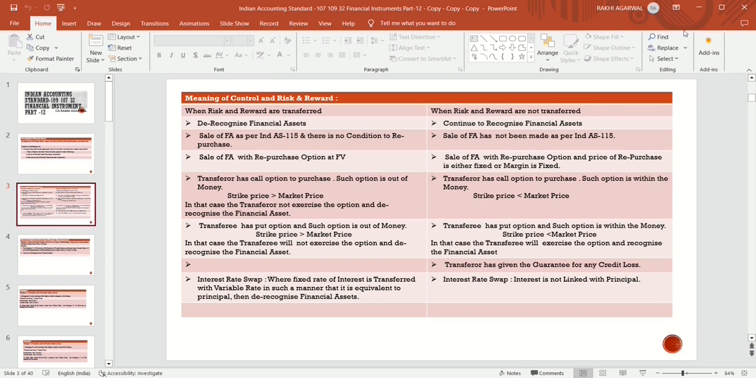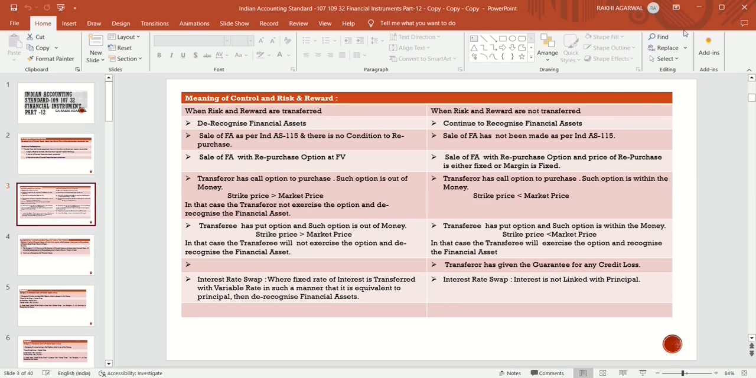the transferor has a call option to purchase, meaning there is a call option to buy the asset, and such option is out of the money. Out of the money means when the strike price is greater than the market price. In that case, what happened? When the strike price of the financial asset is greater than the market price, then the transferor will not exercise the option and he will derecognize the financial asset. He will not purchase, then he will derecognize the financial asset because the strike price is greater than the market price.